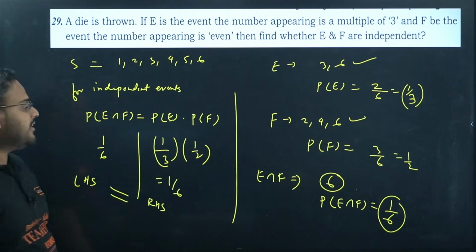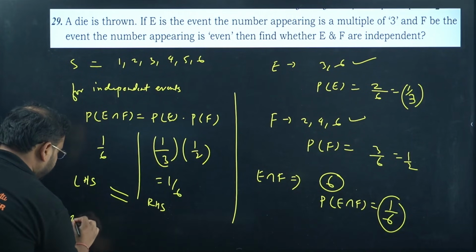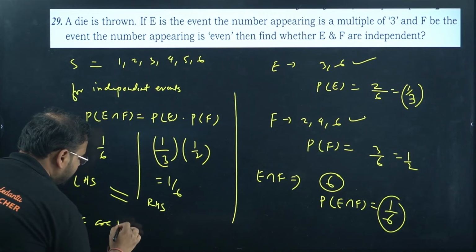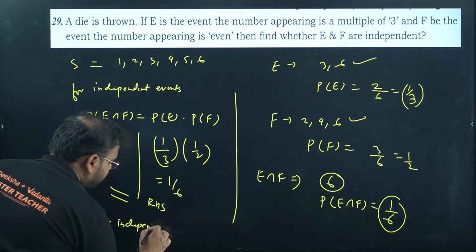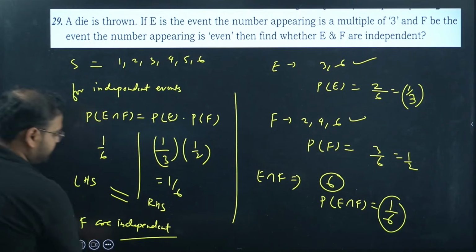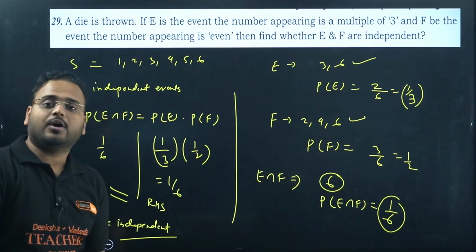It means the given events E and F are independent. Clear? E and F are independent. Got it? Next.